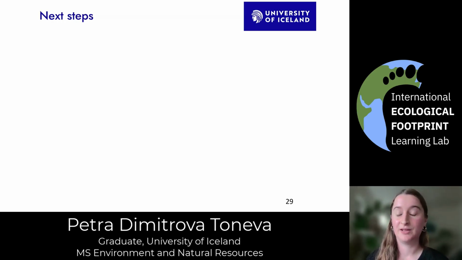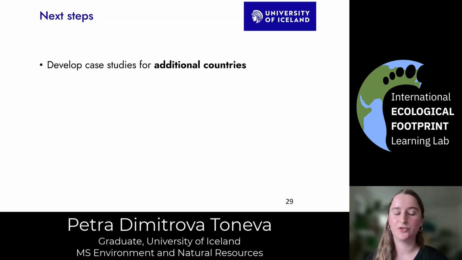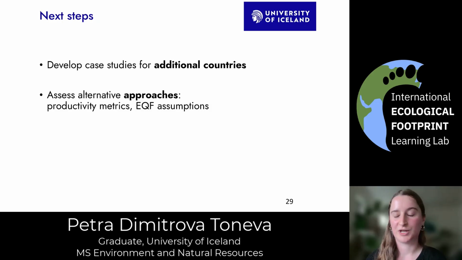And then some next steps would be also to develop case studies for additional countries, because these are only 3 examples. And it would be quite interesting to see, for example, what biocapacity would look like for tropical countries, or for other countries with large wetland areas that are not in these northern latitudes with their low productivities. So tropical countries would have like the other end of the productivity range.